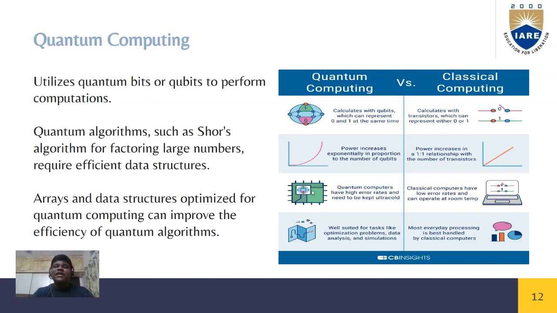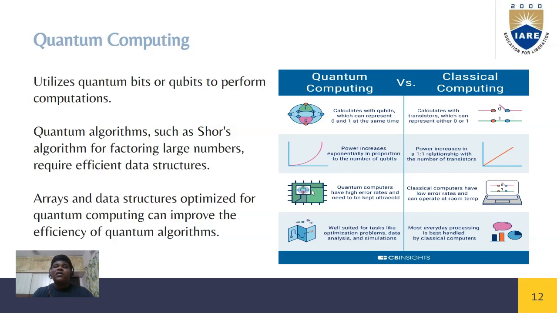Quantum computing versus classical computing. Quantum computing calculates with qubits, which can represent 0 and 1 at the same time. Classical computing calculates with transistors, which can represent either 0 or 1. In quantum, power increases exponentially in proportion to the number of qubits. In classical, power increases in a one to one relationship with the number of transistors.